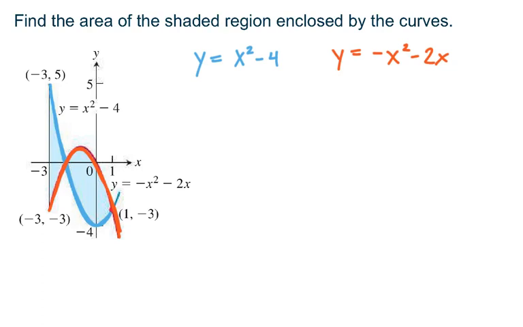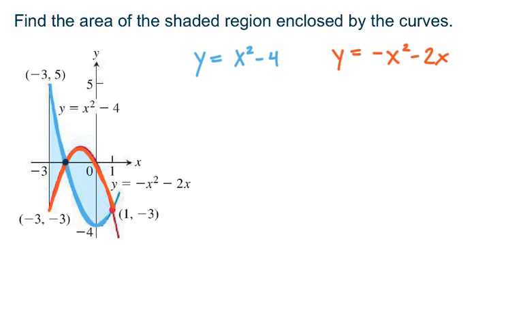In order for us to do that, it's really important that we note we have this point of intersection. So from -3 to that point of intersection, blue is on top and red is on bottom. But after that point of intersection, until we get to x equals +1, we have the red curve on top and the blue curve on the bottom.